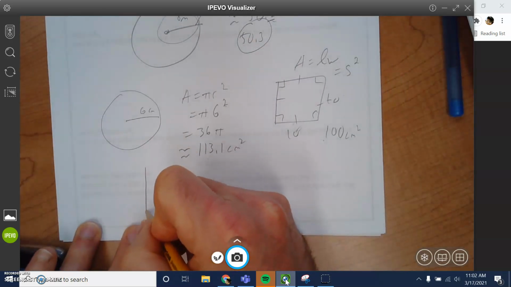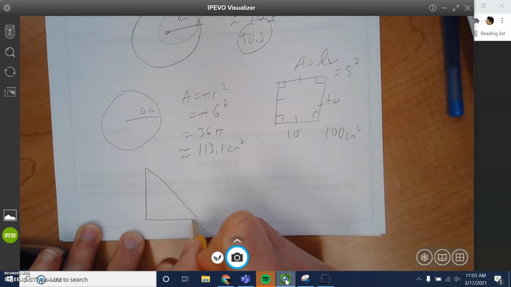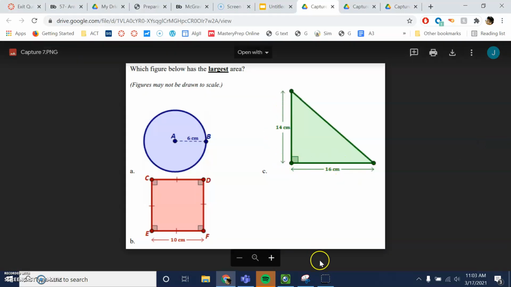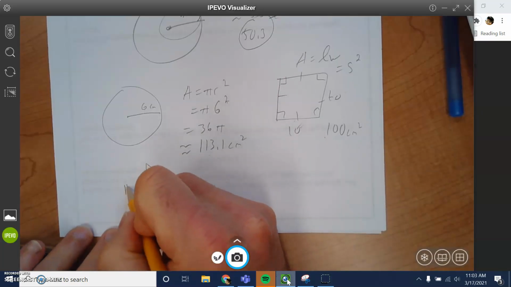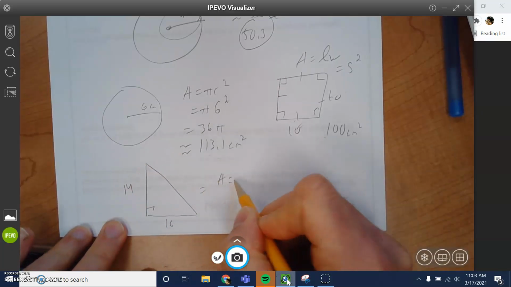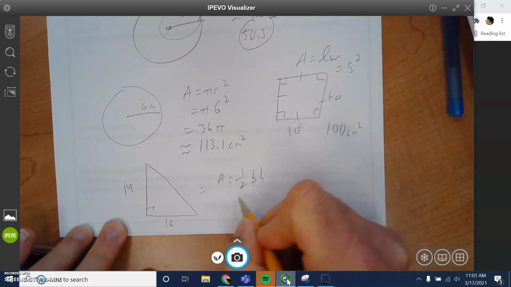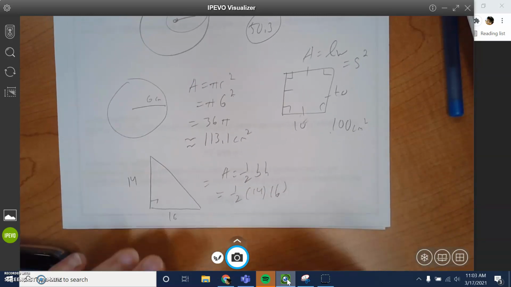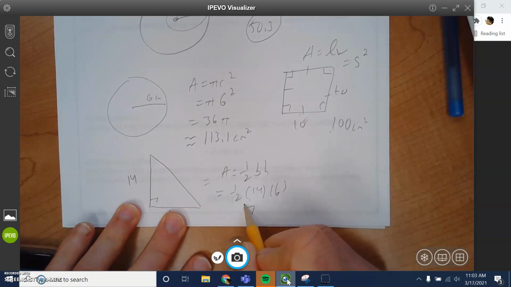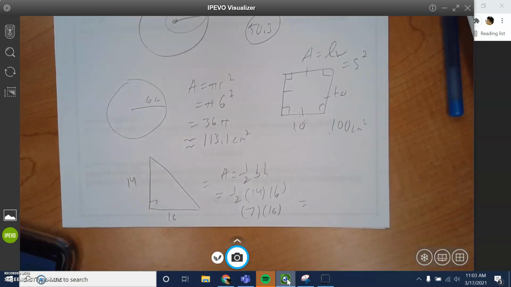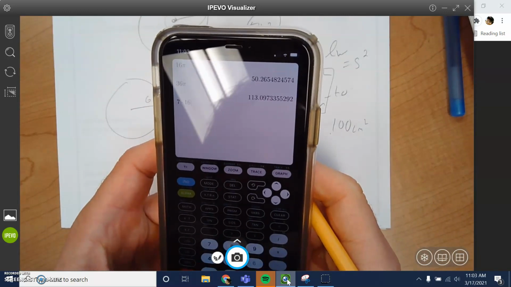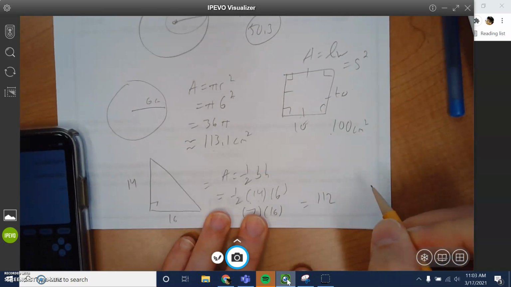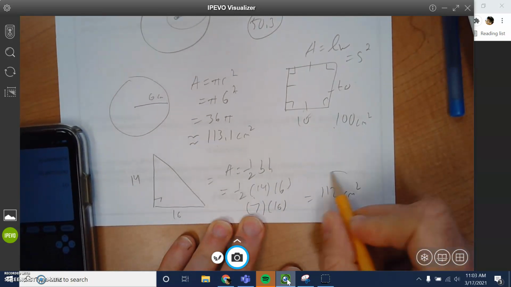Oh, we got the triangle. What's the area of a triangle? Yeah, 1/2 base times height. 14 and 16 right there, right? So area equals 1/2 base times height, 1/2 times 14 times 16. Half of 14 is 7. 7 times 16 is 112. So 112 centimeters squared, because it's area.